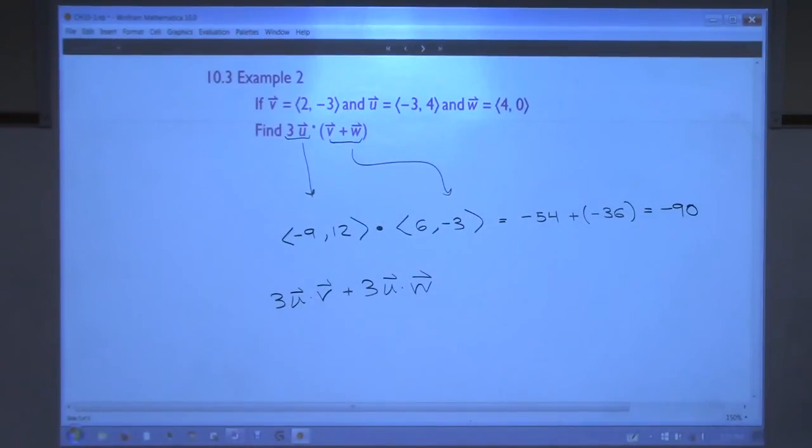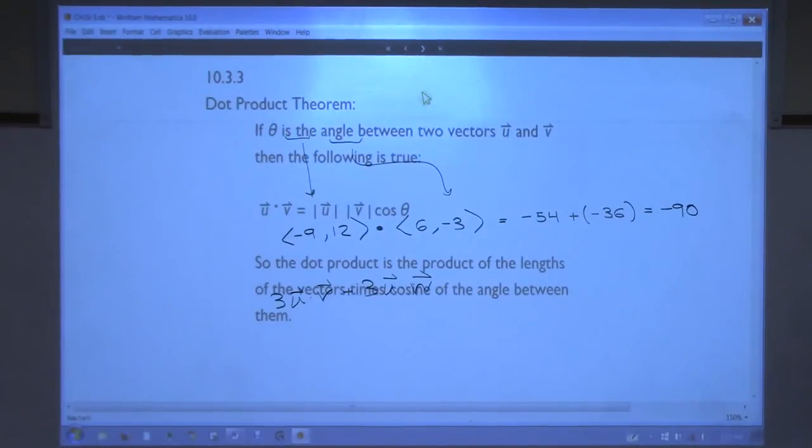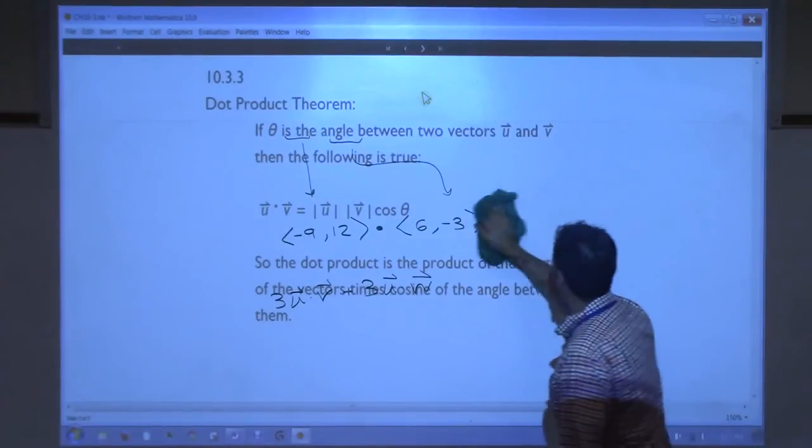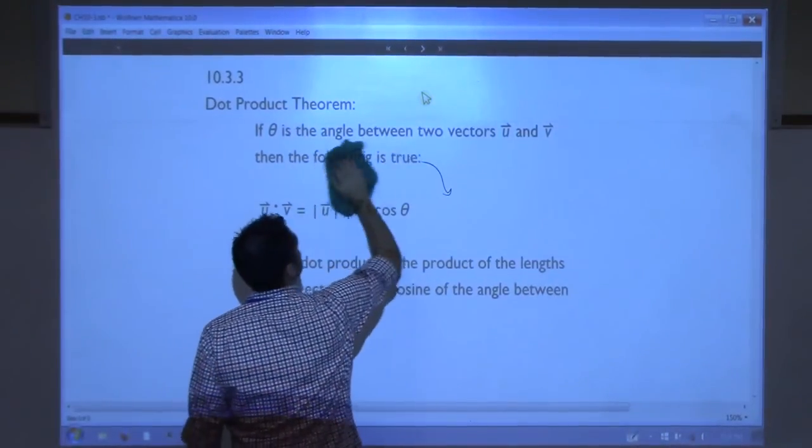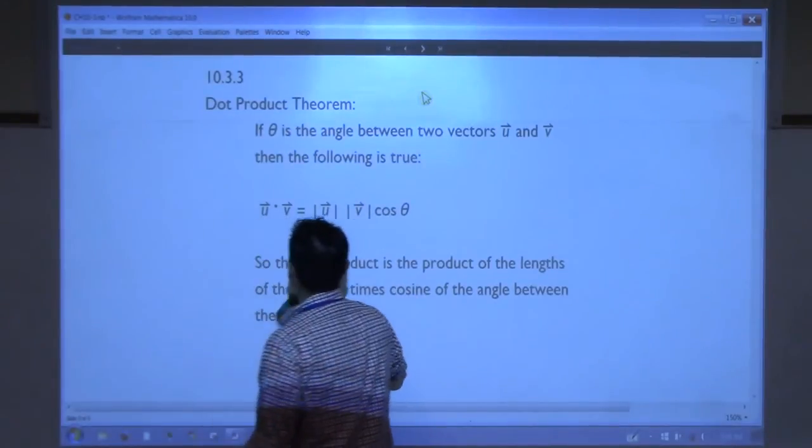All right, we still want to know what this dot product means, right? So we have this extremely important theorem. It's called the dot product theorem.